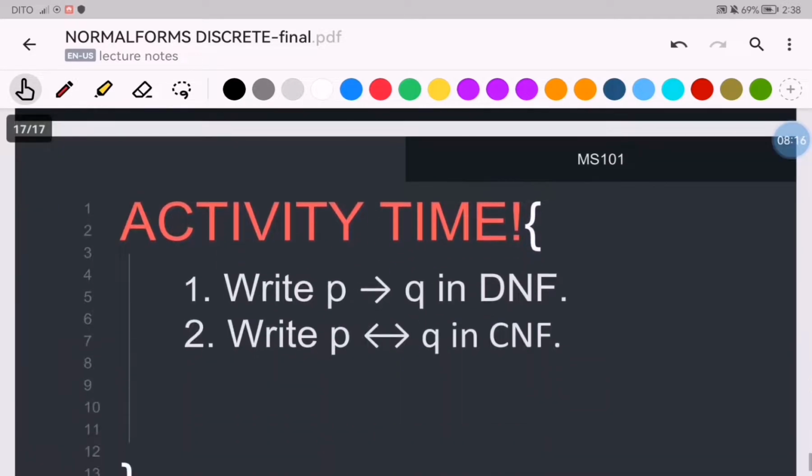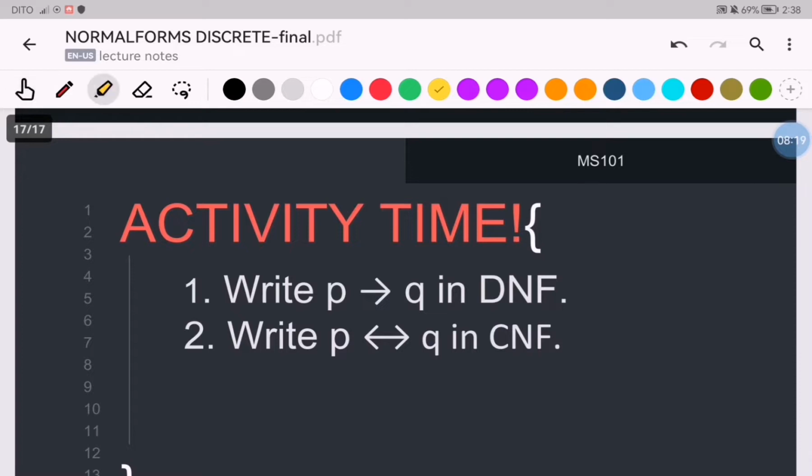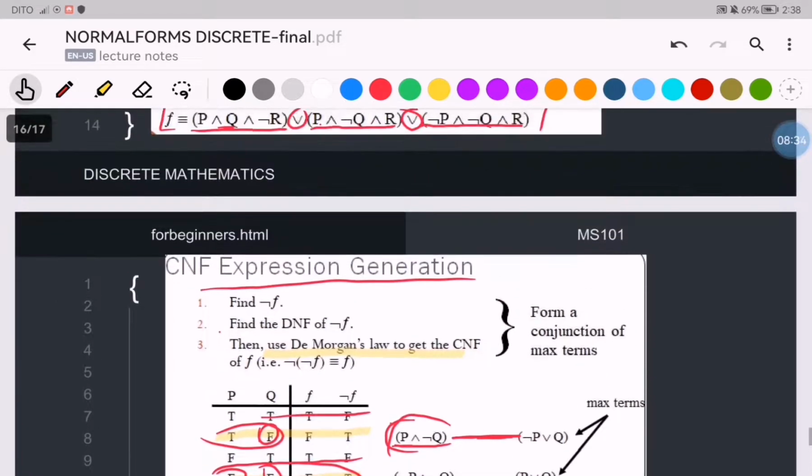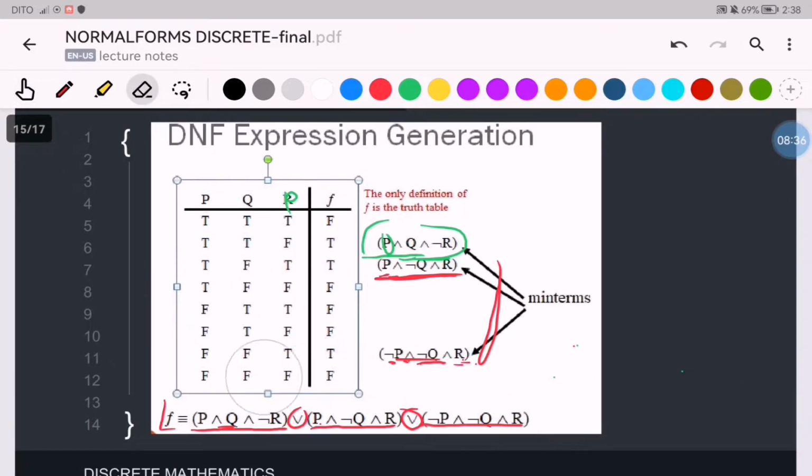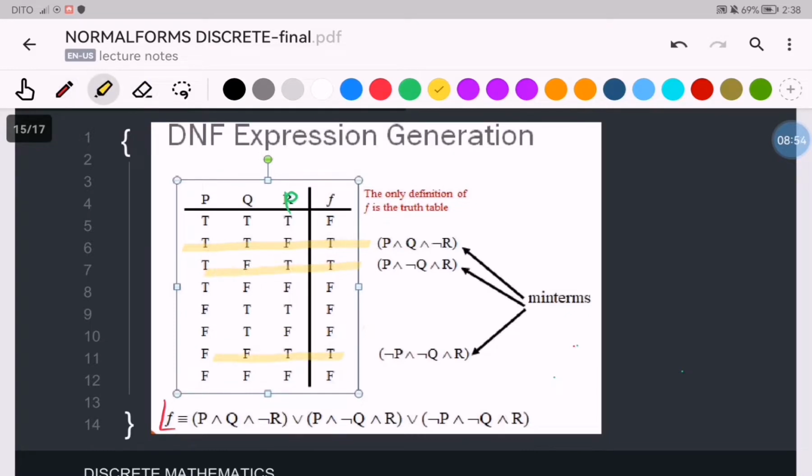So, let's go to activity time. Write P implication Q in DNF, and write P biconditional Q in DNF. Just remember, DNF is the same as constructing the table. For DNF, determine the true values, and for CNF, the false values. So, just remember.